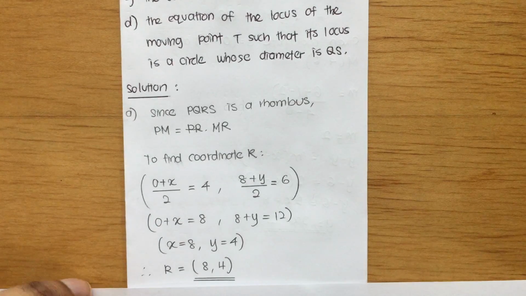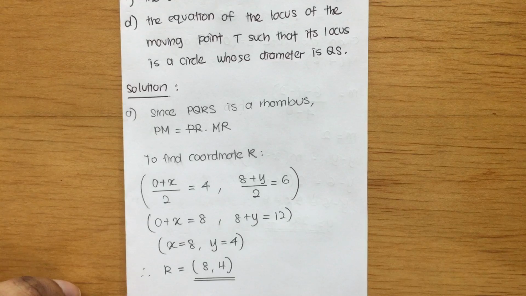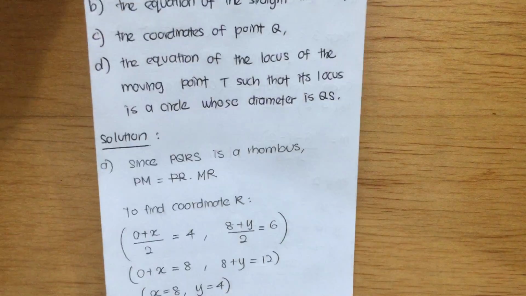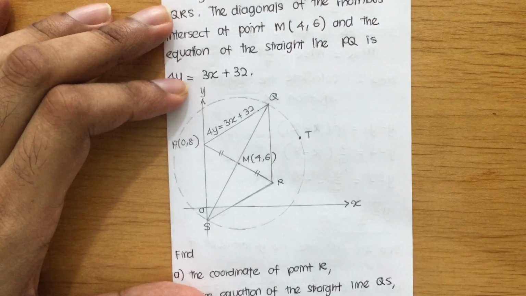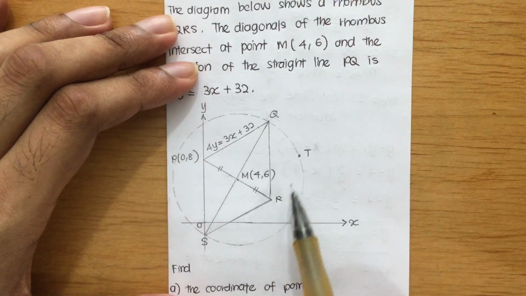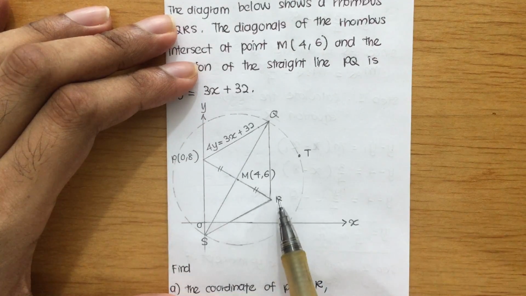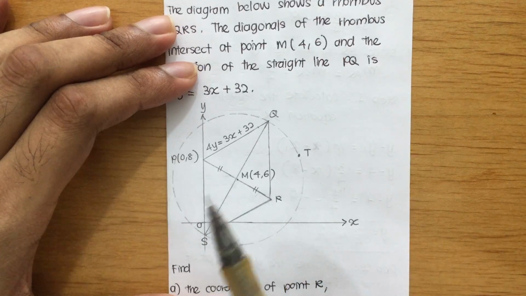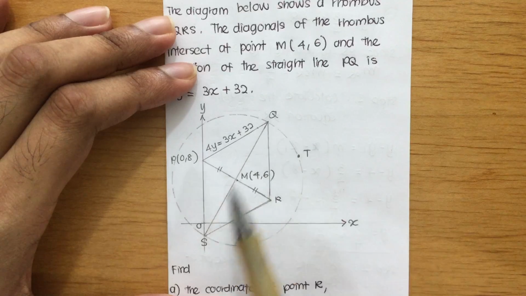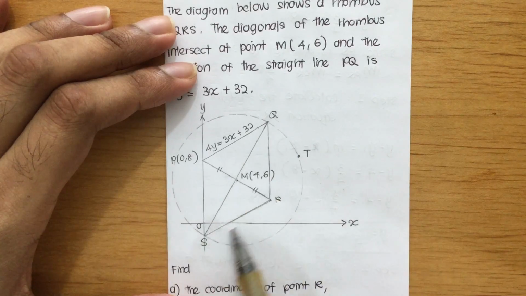So I'm going to proceed with finding the equation of the straight line QS. Alright guys, before turning to the next page, I'm going to show you how you're going to find the straight line QS. Referring to this diagram again, we've already found the coordinate R over here. We don't know the other coordinates, but we know the clue over here, guys. PQ and SR are parallel to each other.